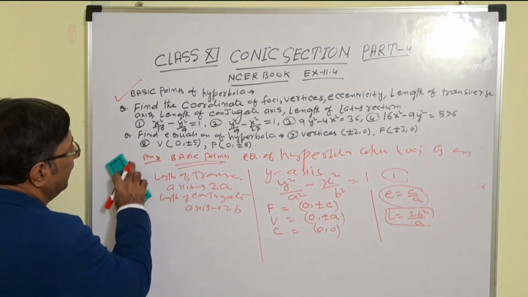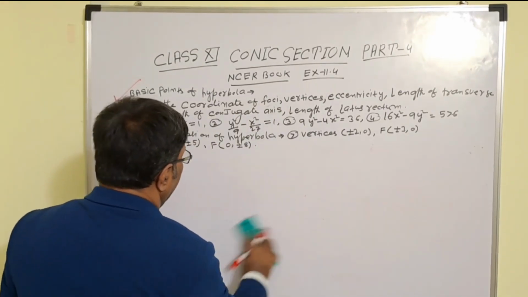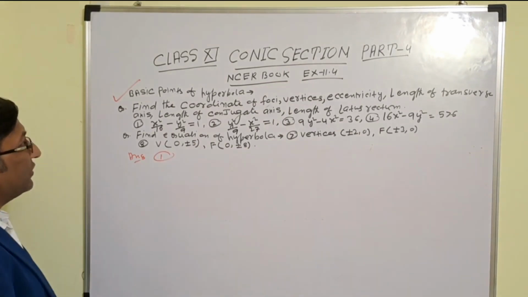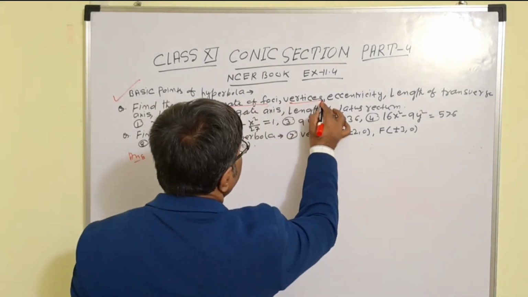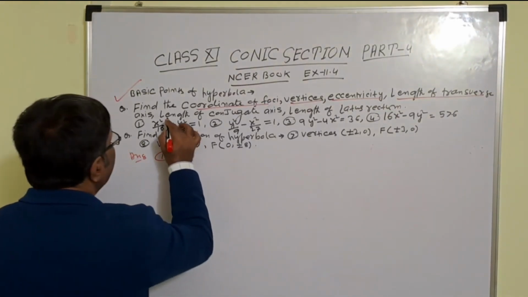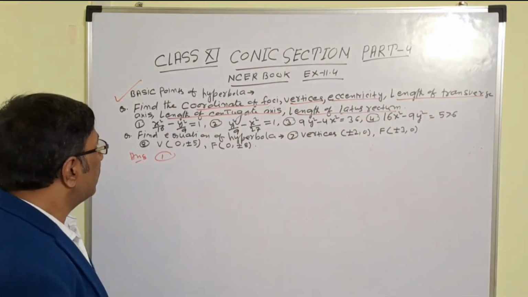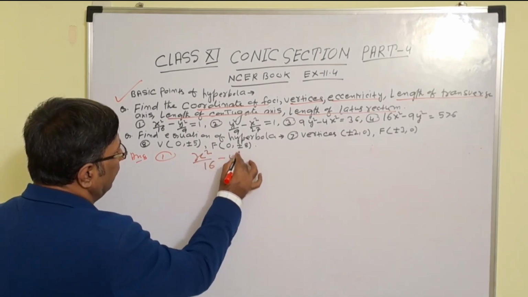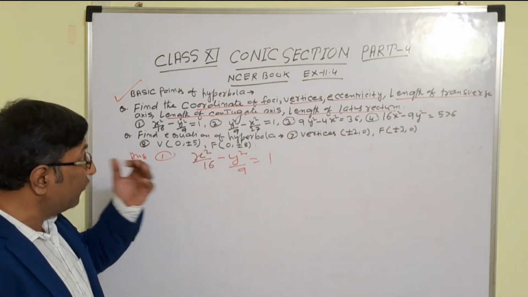Now see the question, number first. So you know what the question is: find the coordinates of foci, vertices, eccentricity, length of transverse axis, length of conjugate axis, and length of latus rectum. So what is the equation? x square upon 16 minus y square by 9 equal to 1. This is the equation, and we have to find all these things.